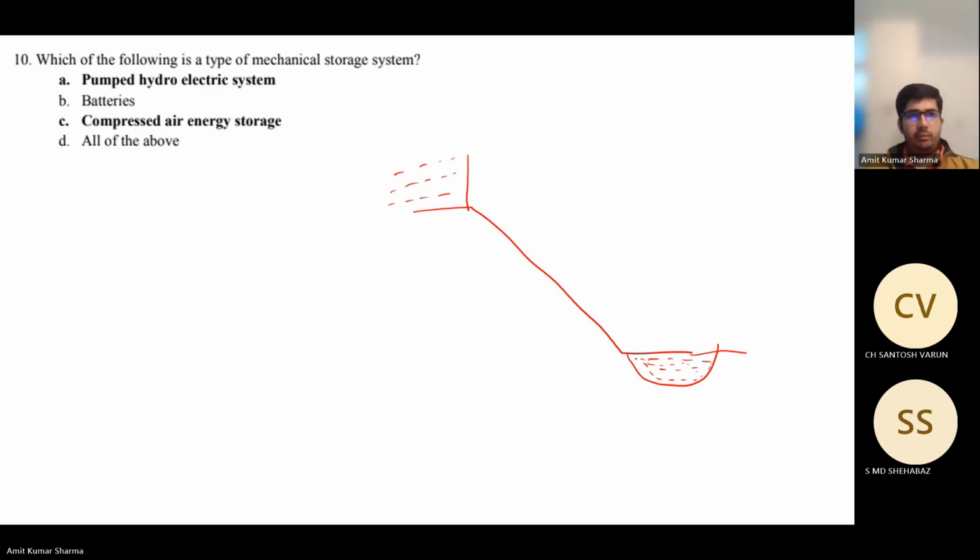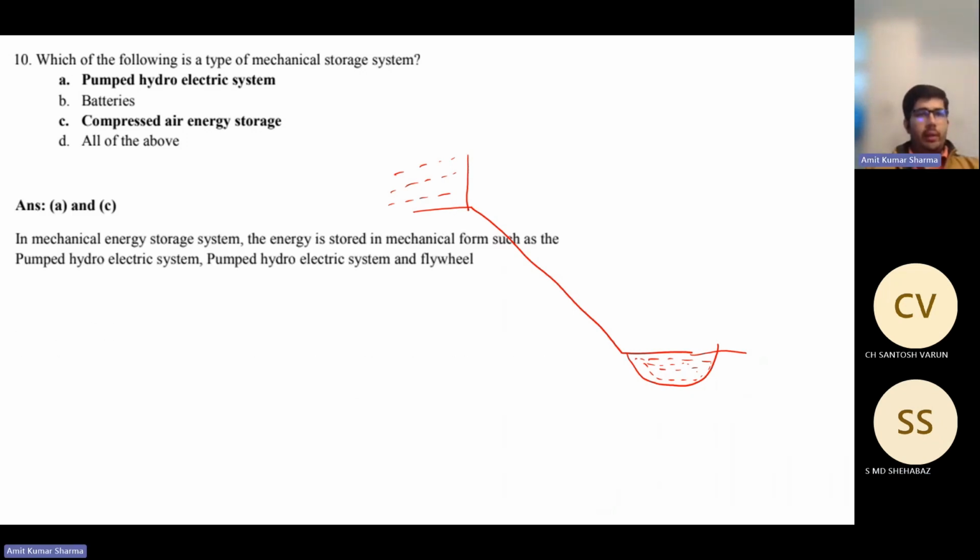Shahbaz? Yes, sir. Option A and C are correct, sir. Option A and C. Okay, yes. Let's see the answer. So correct. Option A and C are correct. So in mechanical energy storage system, the energy is stored in mechanical form, such as the pumped hydroelectric system. So this schematic is showing the pumped hydroelectric system.